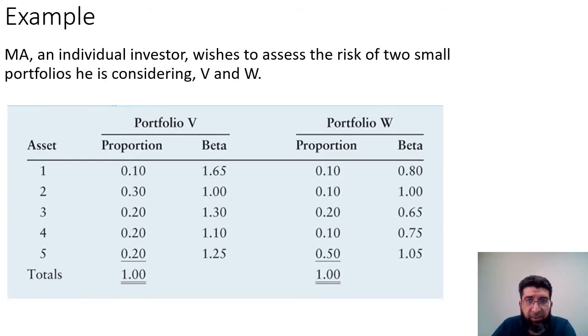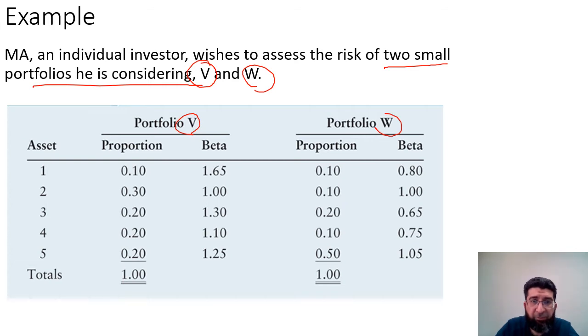Let's do an example and calculate it. An individual investor wishes to assess the risk of two small portfolios he's considering, V and W. Let's calculate the beta for both portfolio V and portfolio W. So we have the portfolio assets. These are the assets, 1, 2, 3, 4, 5 assets we have, and then we have the proportion of investments in each asset.